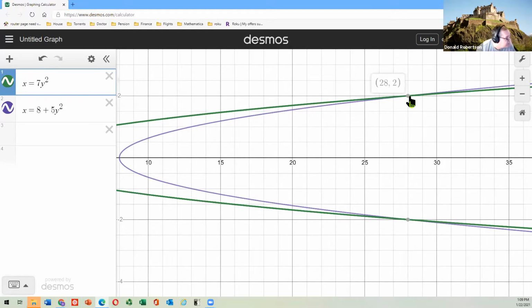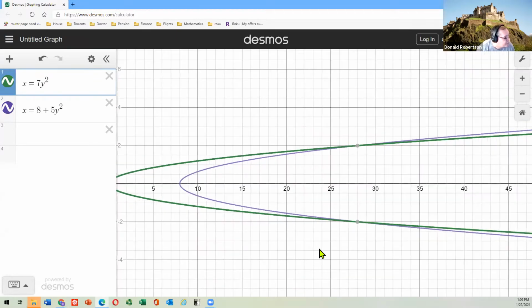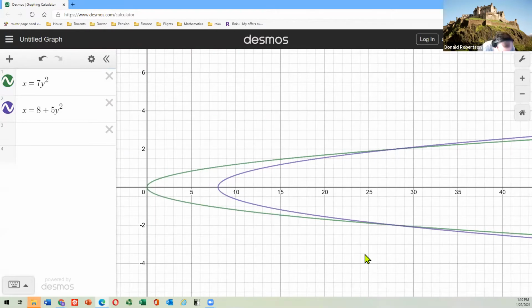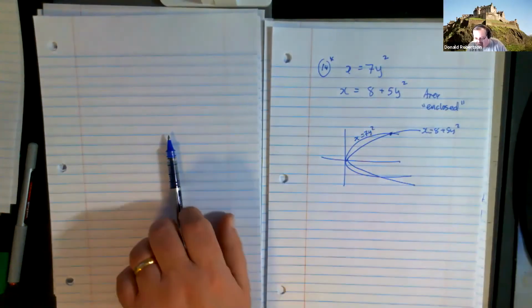So let's shrink that back a little bit so I can see some stuff. I'm going to draw one curve going like this, and the next curve going like that. The one that's green is x equals 7y squared, and the other one is going to be called 8 plus 5y squared. So Desmos wasn't great. Sometimes the functions are just awkward, but that's the gist of what we want.